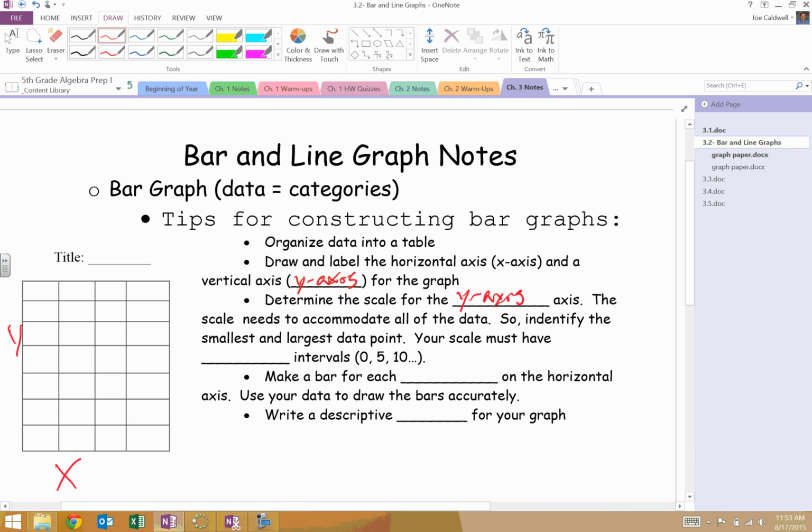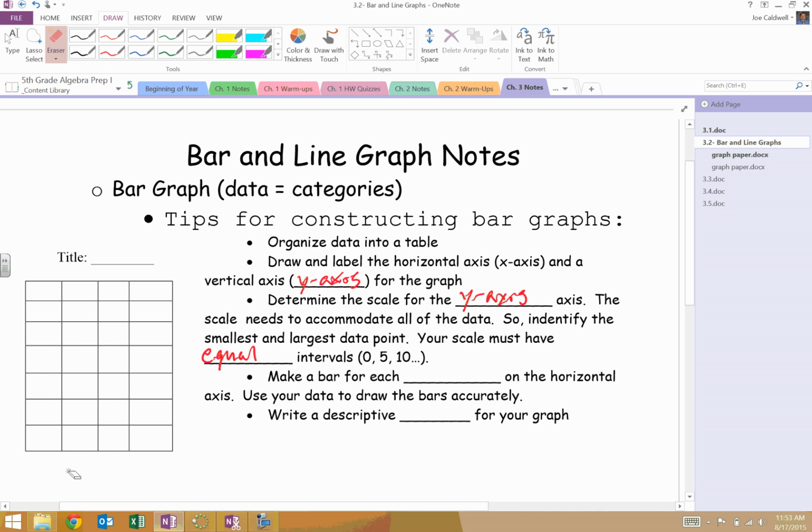Your scale also must have equal intervals. So you need to find the best way to go up each line here. For example, if I was labeling this, maybe we go up by 5: 5, 10, 15, 20, 25, 30, 35. Notice how they're equal. They all go up by 5. I can't all of a sudden just randomly decide I want to go up by 7 or something.